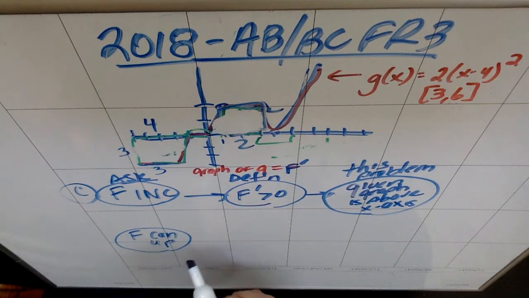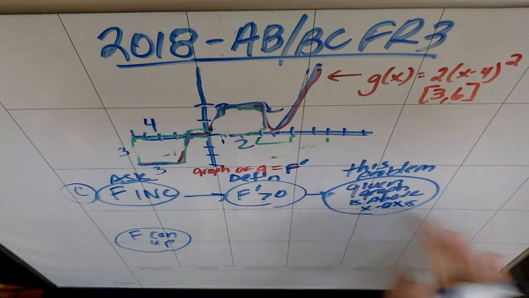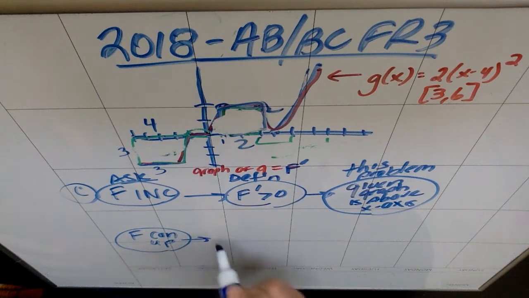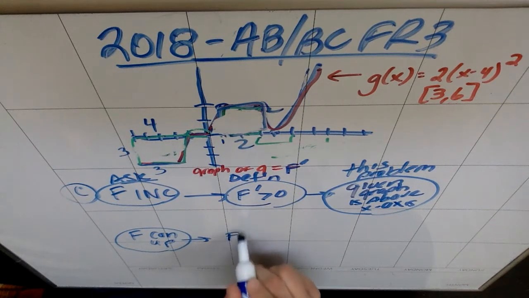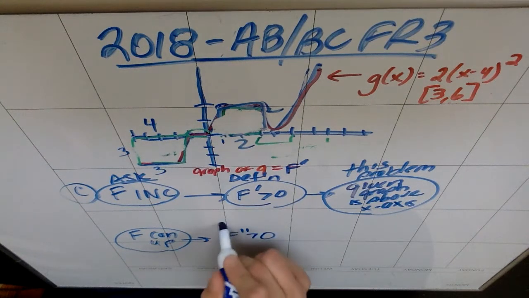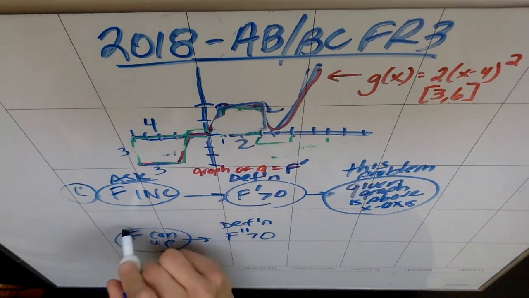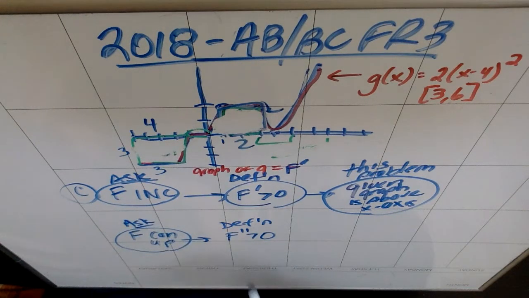Now let's talk about what it means for f to be concave up, and we'll come back to this half of the question in a sec. The definition of f being concave up is that f double prime is greater than 0, right? That's the definition. So we were asked for concave up. That's the question. The definition is that f double prime is greater than 0, but now we need to translate it to this problem.